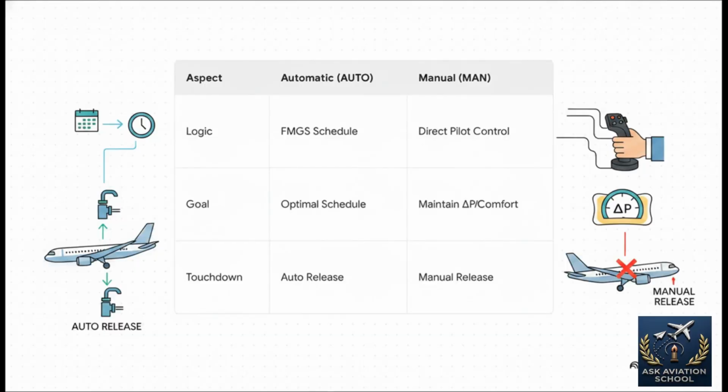It's absolutely critical to understand the difference between auto and man. In auto, the system is thinking for you. It's following a plan. In man, you are the system. You are directly controlling the outflow valve.